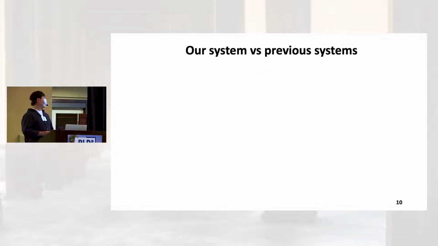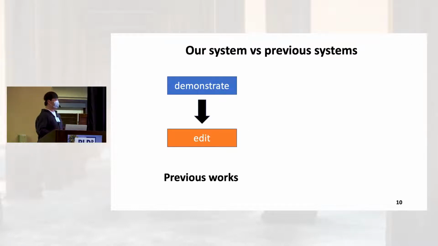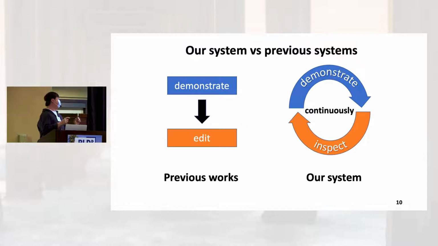The difference between our system and previous systems is that in the previous systems, if the program generated is not as intended, then the user will need to manually edit it. And this demonstrate and edit procedure is divided into two phases. However, in our system, this demonstrate and inspect loop is continuous, which means that the user can continuously interact with the synthesizer until the task is automated.